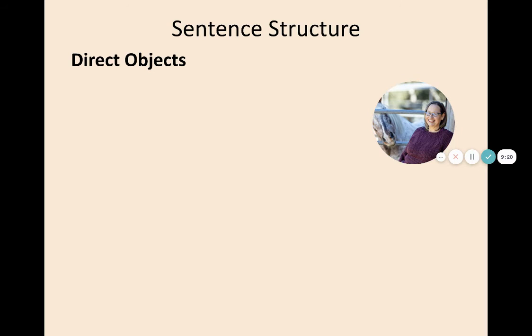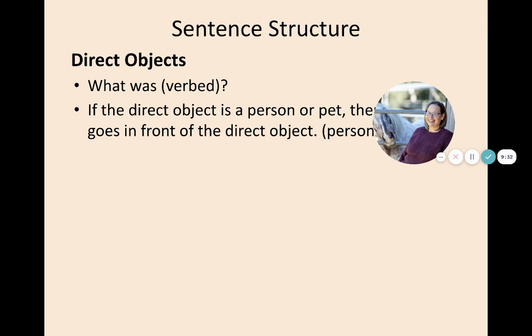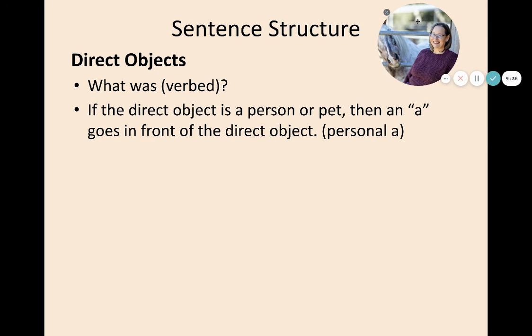Direct objects. What was verbed? What was eaten? What was worked on? What was taught? What was learned? Okay? Sorry. If the direct object is a person or pet, then an a goes in front of the direct object. It's called a personal a.